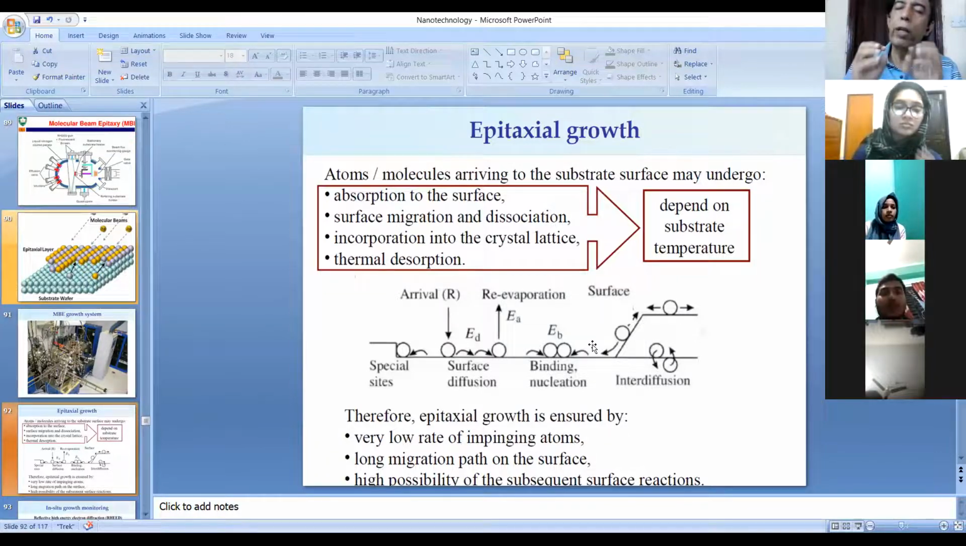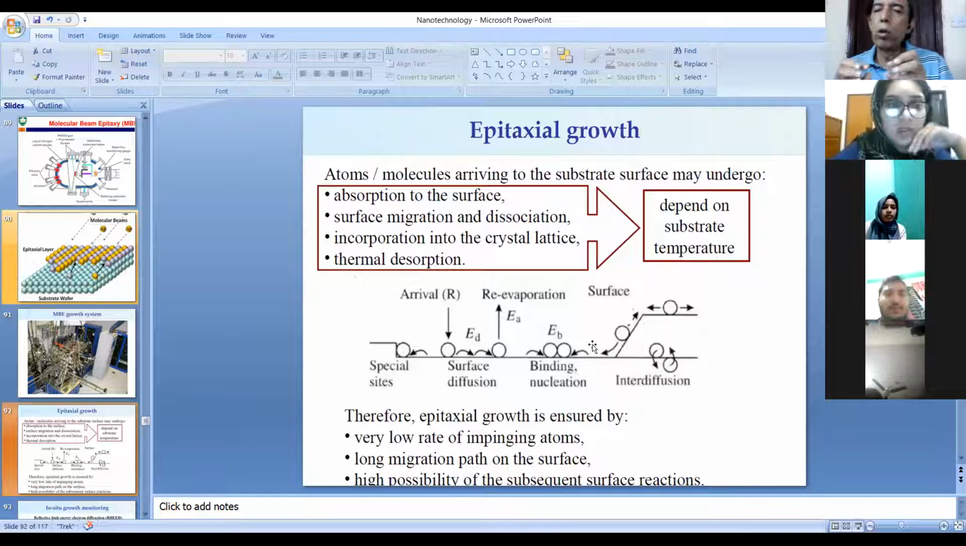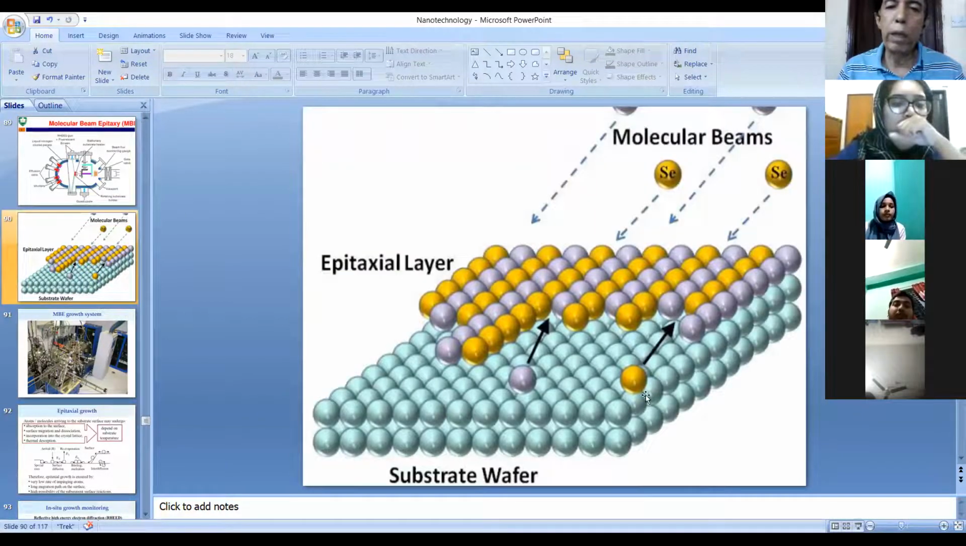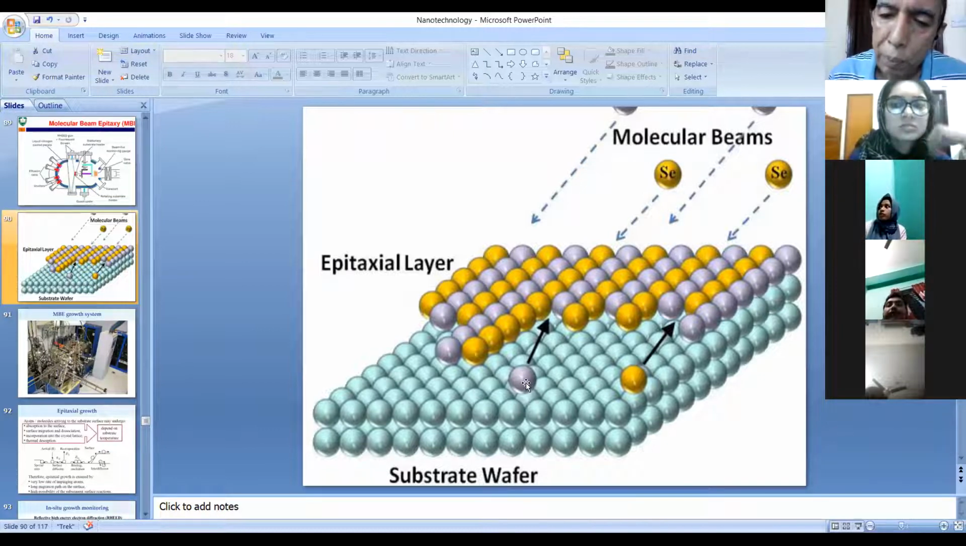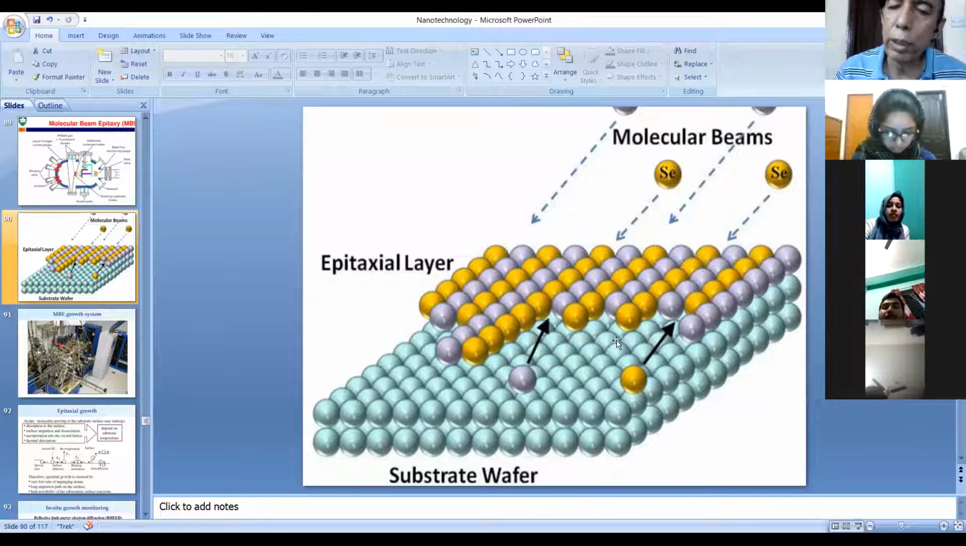If an atom goes somewhere, say, for example, this atom goes here, then the wafer will move by that position so that it can go here. It is going here, but the substrate will move so that it can go here.